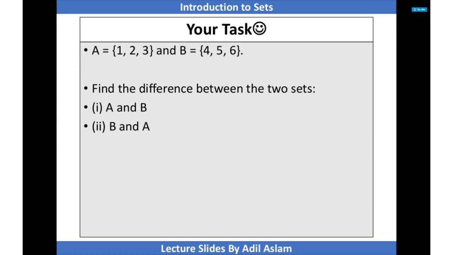So example provided there, A, B. What is the difference between A and B? If A is 1, 2, 3 and B is 4, 5, 6, then the difference between A and B is the elements that are in A that are not found in B. B minus A is the elements that are in B that are not found in A. So your answers are there.